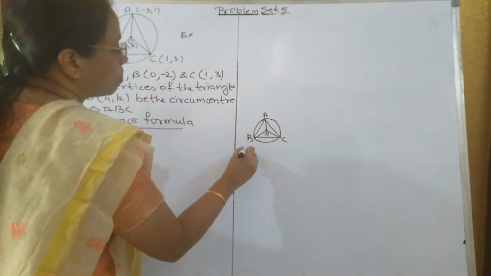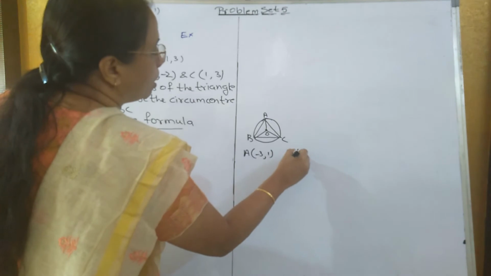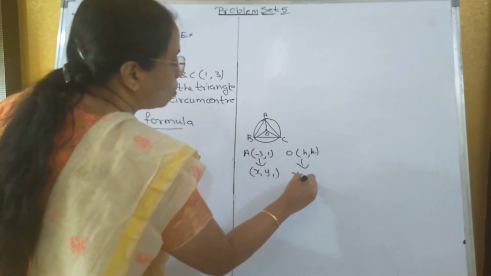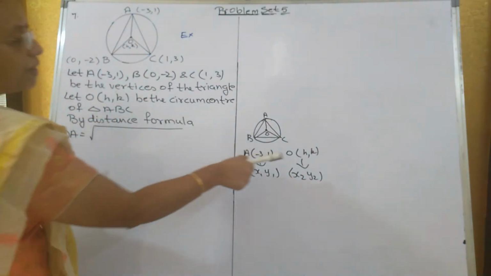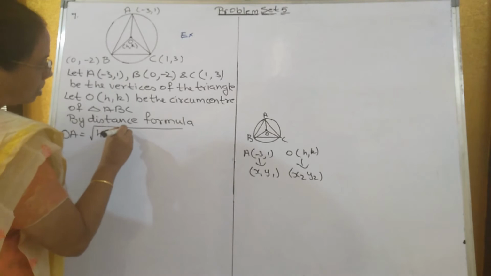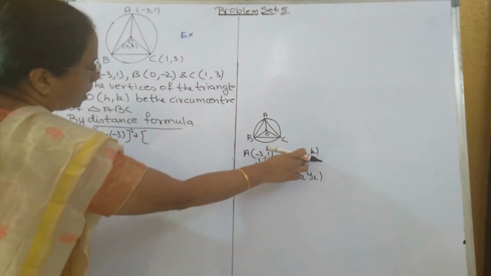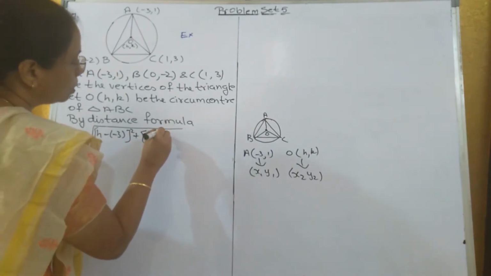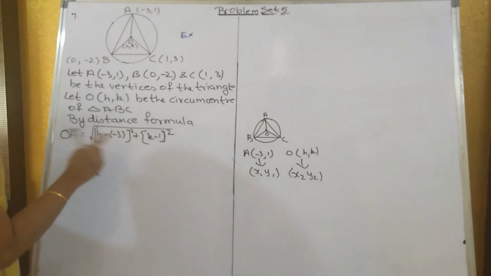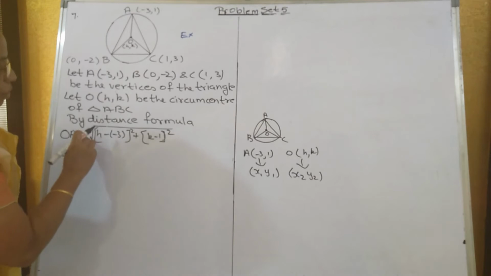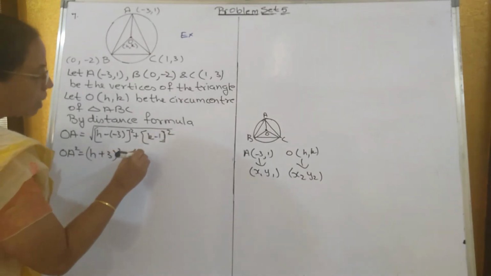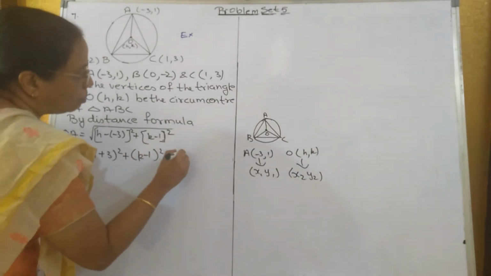Over here A is -3, 1 and O is H, K. Let us take this as x1, y1 and let us take this as x2, y2. So by using distance formula we will apply over here. What we will get? H -3, H -3 the whole square plus k minus 1 the whole square. Since this is in root sign, in order to remove this root sign we will square on both the sides. So OA square will be equal to, the root sign will go away, H, minus into minus will become plus 3 the whole square plus k minus 1 the whole square. Squaring on both sides.